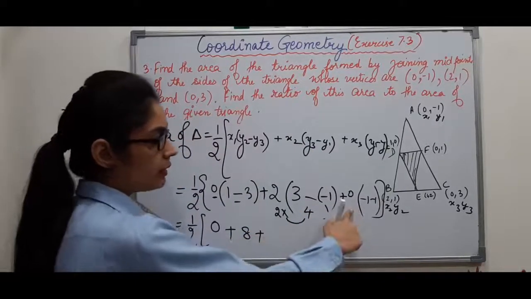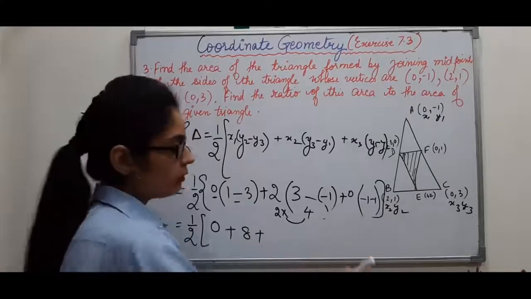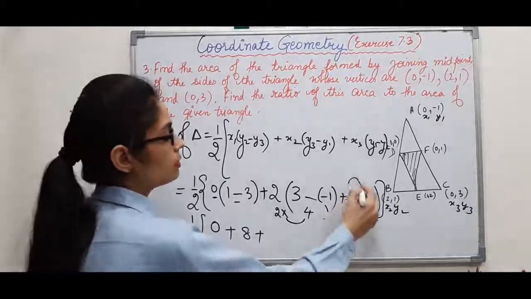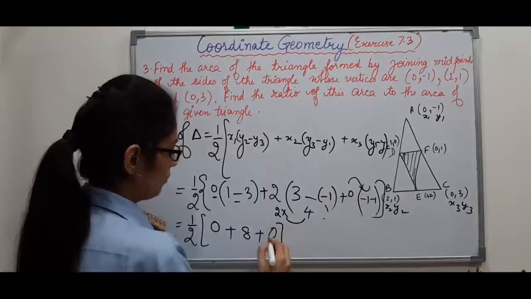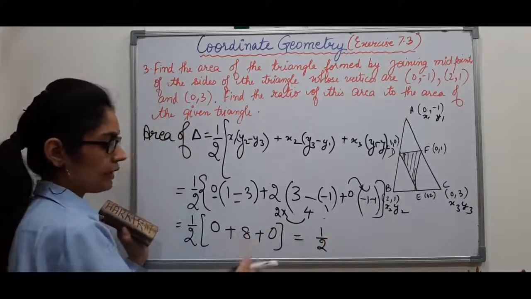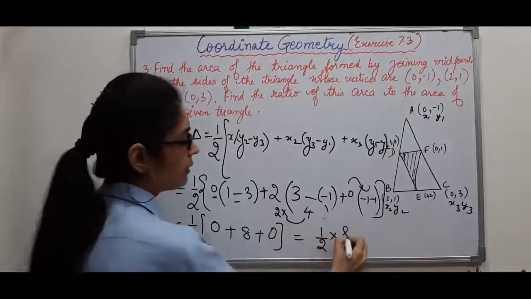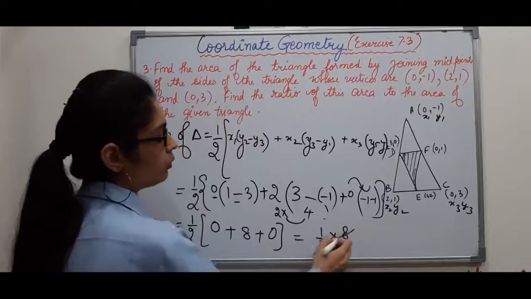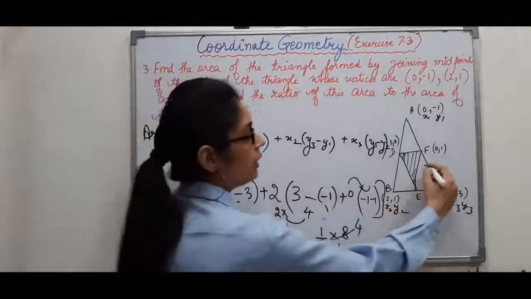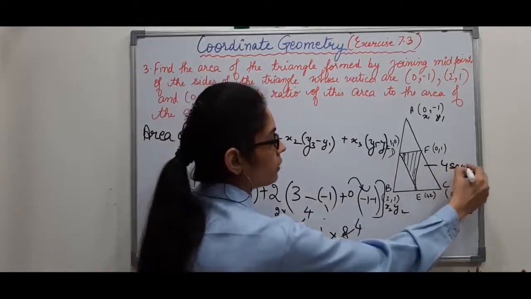Again here we can see 0 is getting multiplied with this number, and whenever 0 is multiplied with any number it gives us 0. So I got half into 0 plus 8 plus 0, which will be 8. So 2 into 1 is 2, 2 into 4 is 8. So I got the area of this triangle equal to 4 square units.